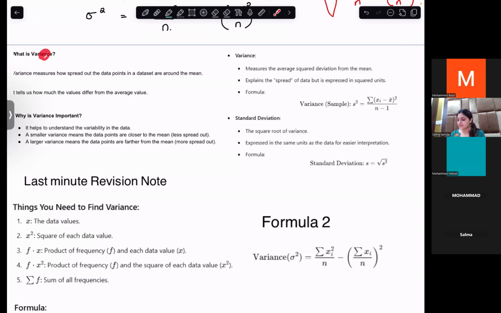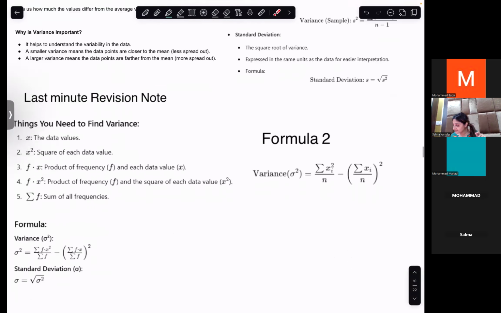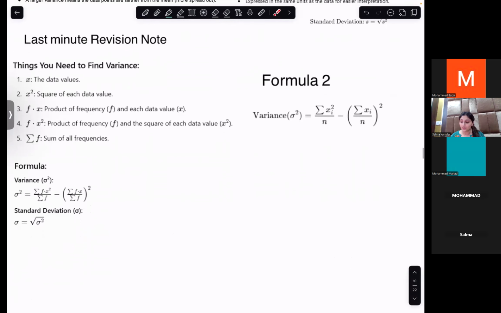So what does our variance tell us? Variance tells us how much my data is moving away from the mean. Variance will tell us whether my data has more variability, is clustered around the mean, or is away from the mean. If I have a small variance, my data is just moving around the mean. If I have a large variance, my data is more spread out. To find the variance I would need x square, fx square. You're going to simply plug it into the formula.